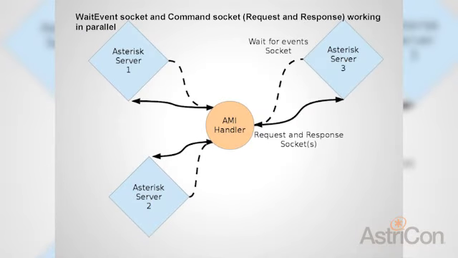This diagram shows the wait event socket and the command socket kind of working in parallel. So we have 3 Asterisk servers out there and then our AMI handler program sitting in the middle. All I'm really saying here is that we're just maintaining 6 connections for these 3 servers, and it's not going to have a problem doing that. I've seen some systems that have a problem maintaining like 2 sockets at a time, even 1 socket at a time.